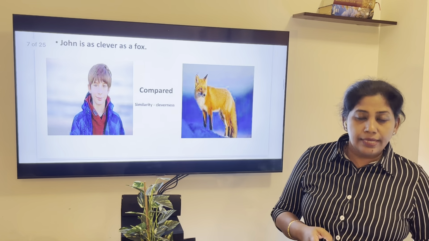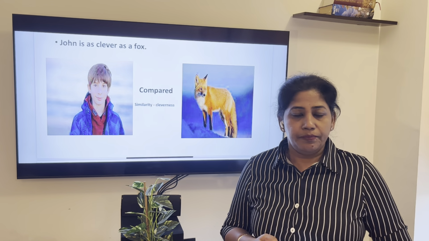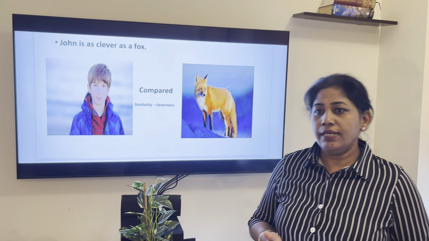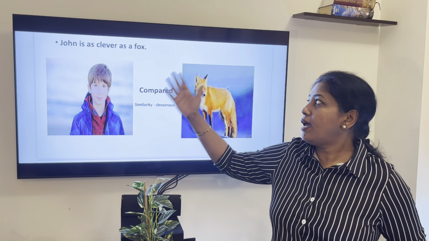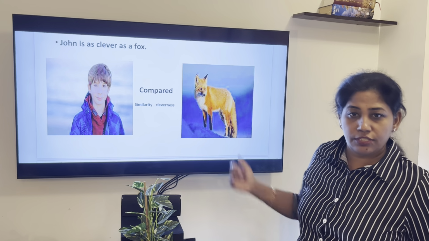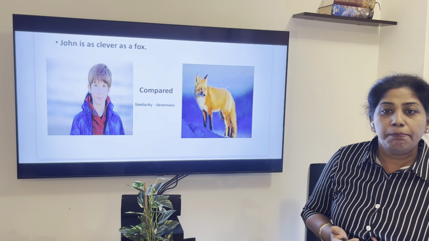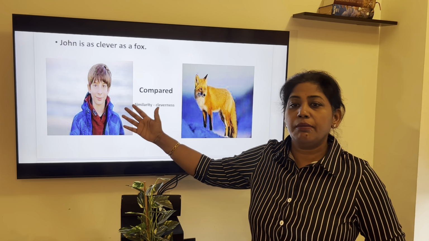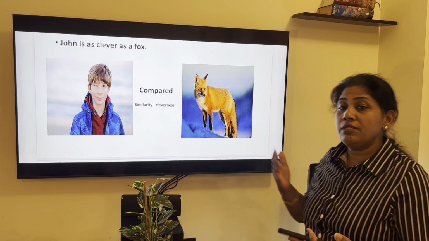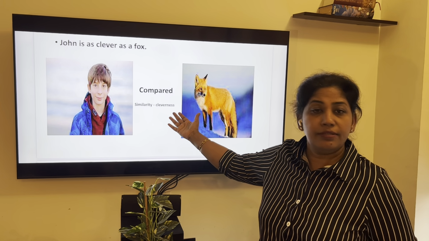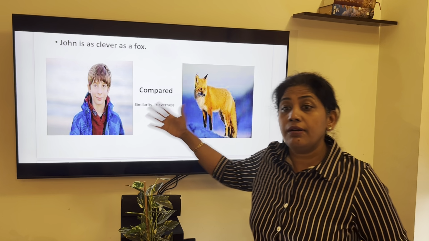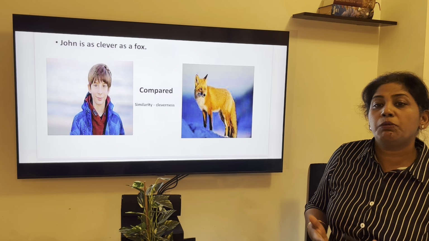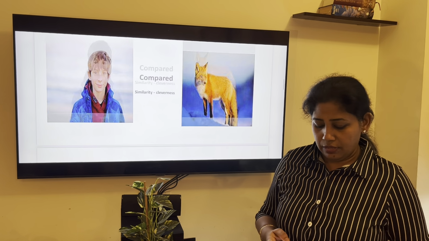Now let's look at another way of writing figurative language. Okay, let's learn more. John is as clever as a fox. Here, the comparison is between John and the fox. John is compared to a fox. And what is the similarity here? Cleverness. He is as clever as a fox. The similarity is the cleverness, and the comparison is between John and the fox.